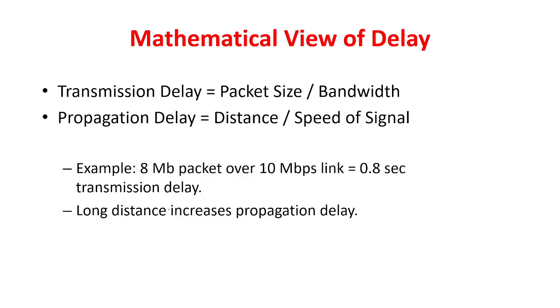Now let's look at the mathematical view of delay. We can calculate a transmission delay as size of the packet divided by its bandwidth. And for the propagation delay, we can calculate it as distance divided by speed of the signal. Let's look at an example. If we have an 8 MB packet and it travels over a 10 Mbps link, or we can say Wi-Fi or router, how much will be the transmission delay? 8 divided by 10 equals 0.8 second transmission delay. The longer the distance, the longer the propagation delay.